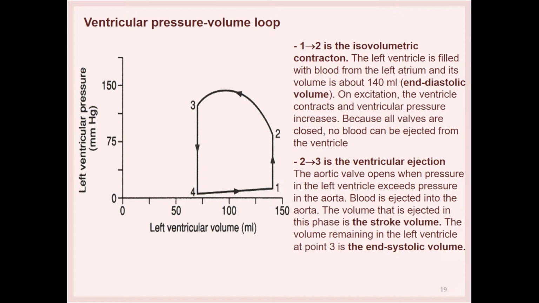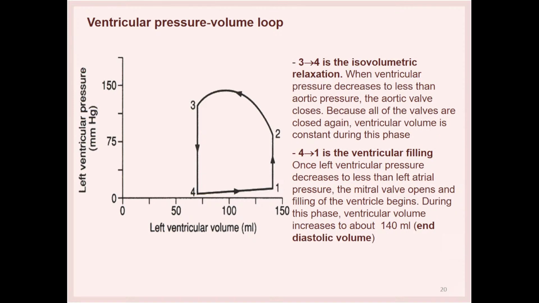Thus, the stroke volume can be measured graphically by the width of the pressure-volume loop. The volume remaining in the left ventricle at point 3 is the end systolic volume. You can see what its magnitude is. It is around 70 milliliters. When we subtract this remaining volume from the initial volume of 140, we obtain this magnitude for the stroke volume. It is around 70 milliliters for a healthy person at rest. So now you can recognize the nomenclature that is used to describe the completed cardiac cycle. Let's continue.